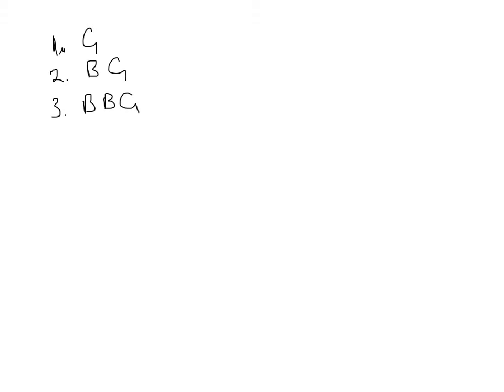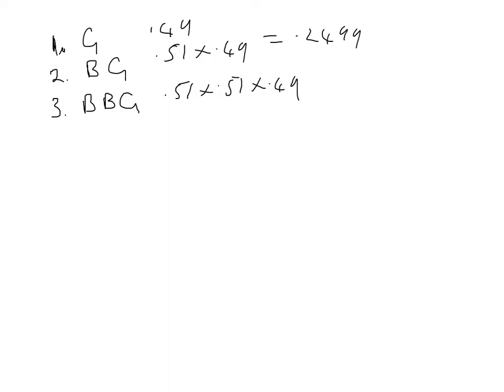So what's the probability of each of these events? Well, that's going to be 0.49, isn't it? That's going to be 0.51 times 0.49, and that's going to be 0.51 times 0.51 times 0.49. What's that going to be equal to? 0.2499. What's this one going to be equal to? 0.1274.